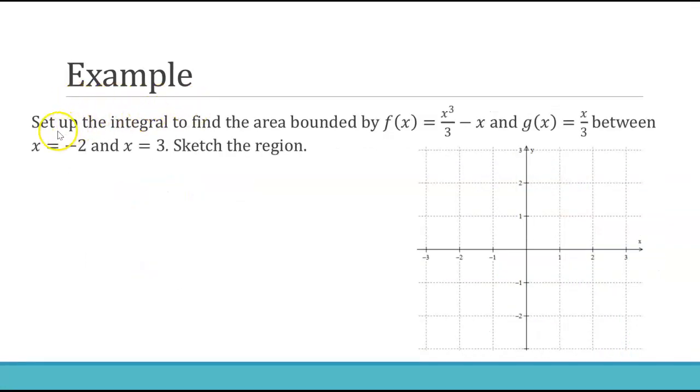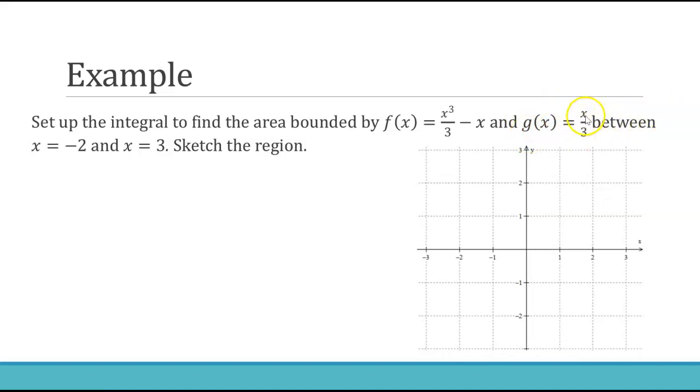In this example, we're going to set up the integral to find the area bounded by f of x equals x cubed over 3 minus x, and g of x equals x over 3 between x equals -2 and x equals 3. And we're going to be sure to sketch the region. So the two functions that we're looking at here are, one is cubic and the other is linear. So let's start by graphing the linear function just because that's a little bit easier to do.